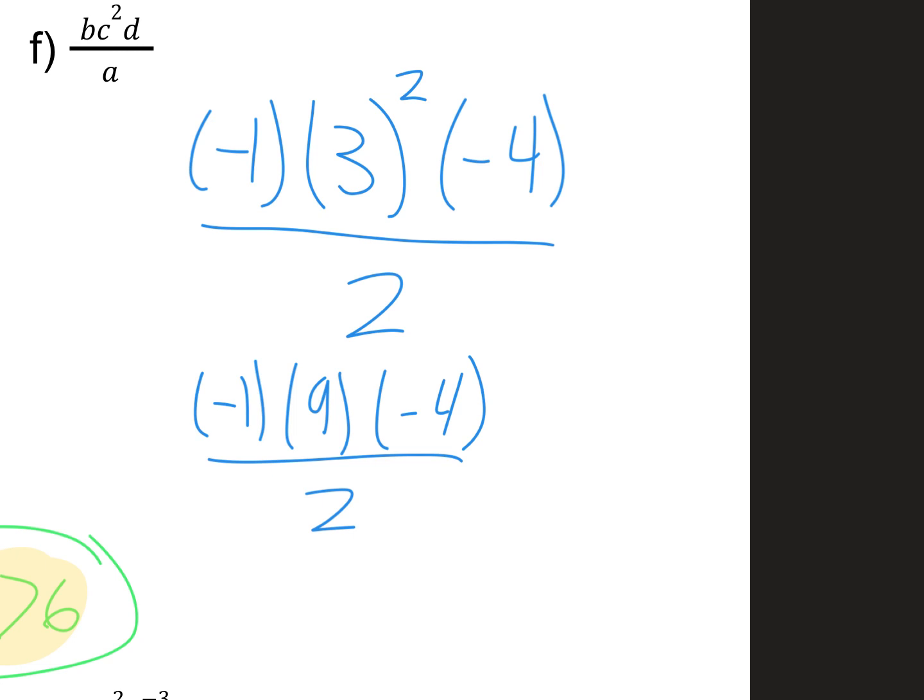Okay, now let's talk about the numerator. So I have -1 times 9. That would get me -9. I would then multiply -9 times -4. That would get me 36. And it'd be positive because I'd have a -9 times a -4. So negative times a negative. And this is all still divided by 2. So our final answer, 36 divided by 2, is 18.